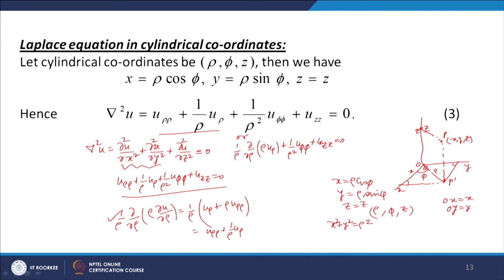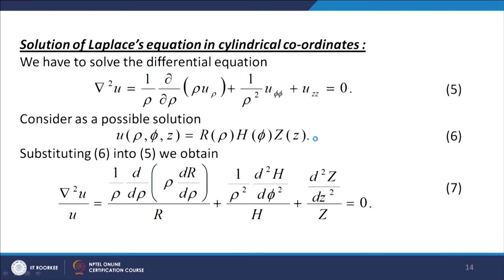So what we have is 1 by rho del over del rho of (rho u_rho) plus 1 by rho squared u_phi phi plus u_zz equal to 0. Now let us consider a possible solution u equal to R(rho) times H(phi) times Z(z), where R is a function of rho only, H is a function of phi only, and Z is a function of z only.